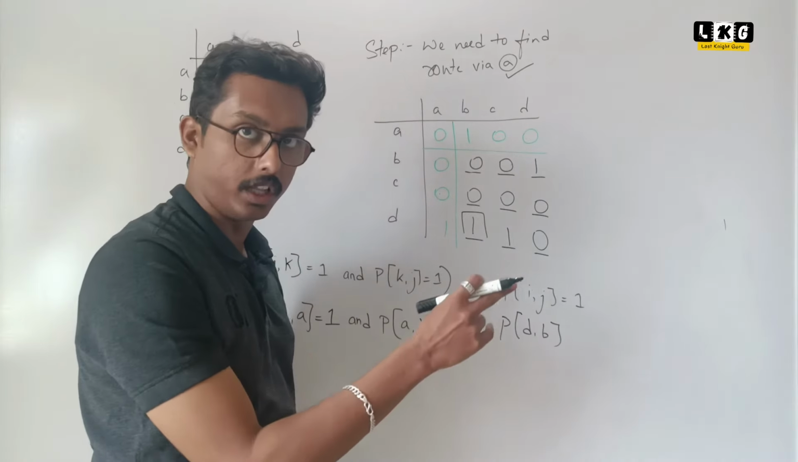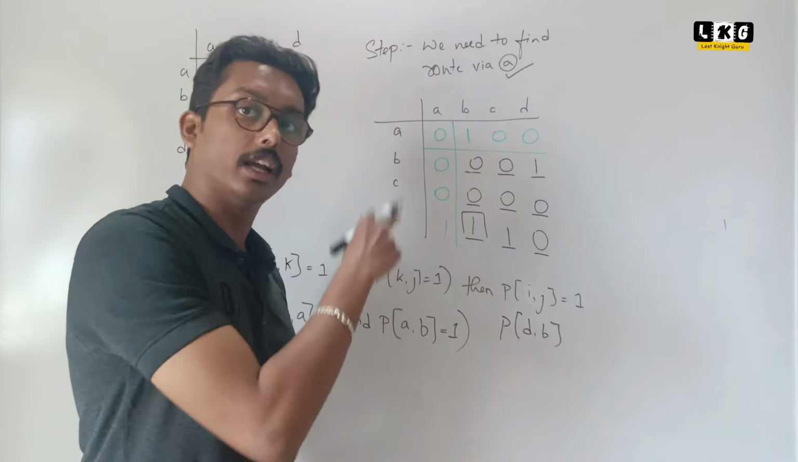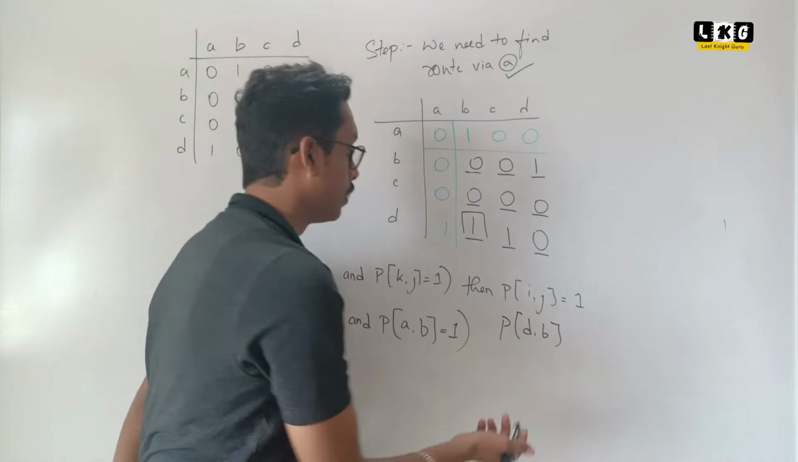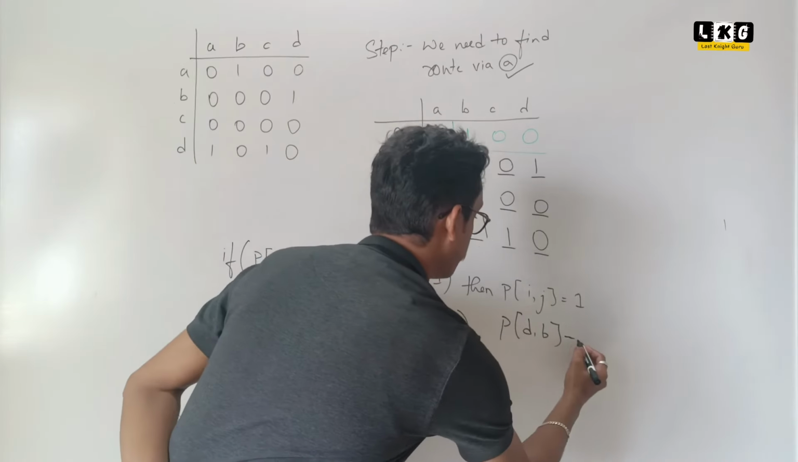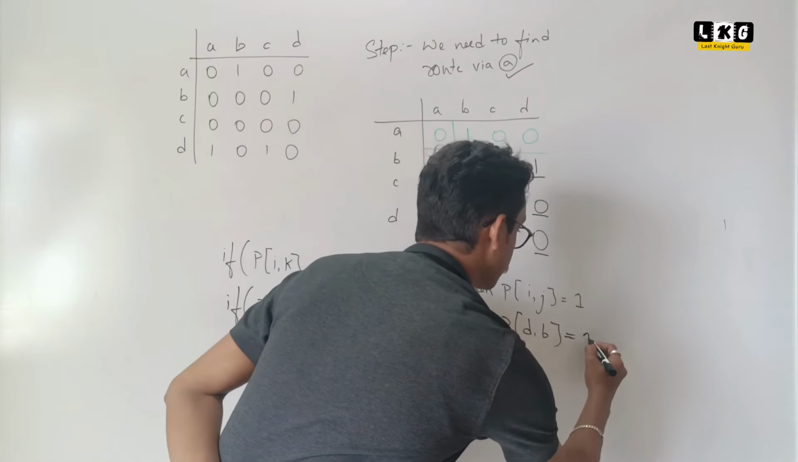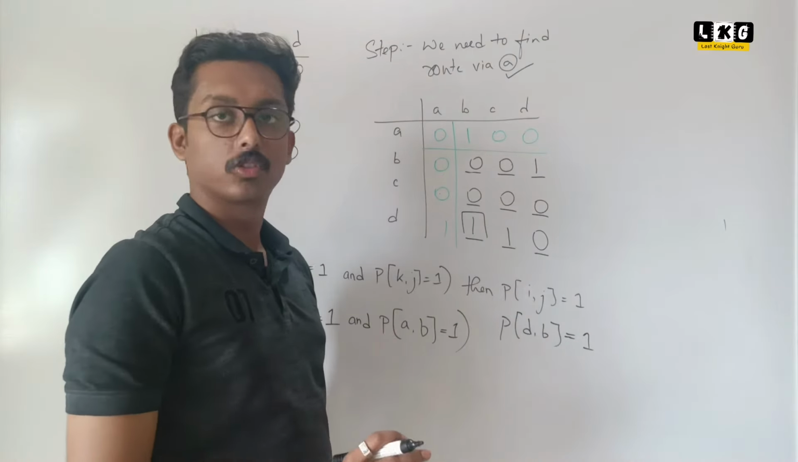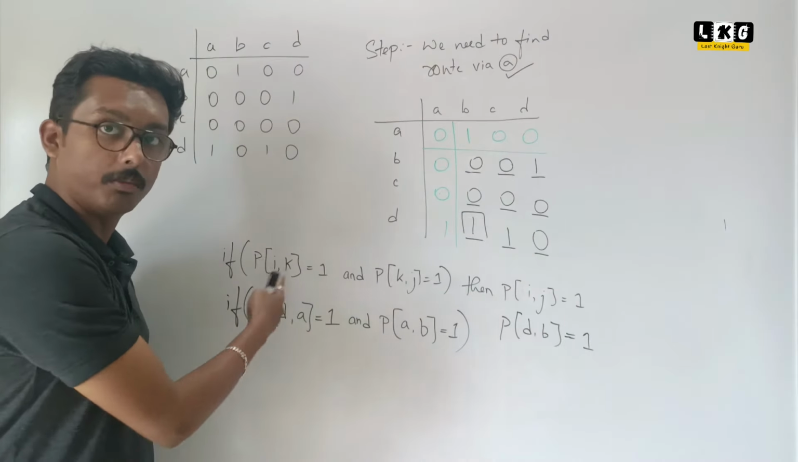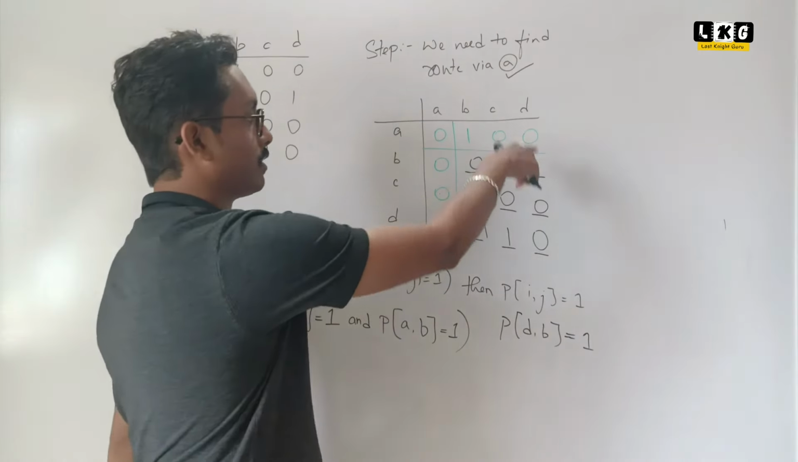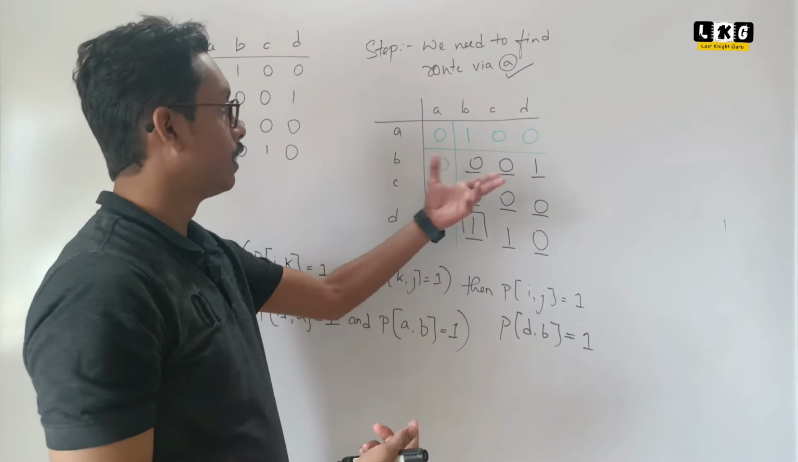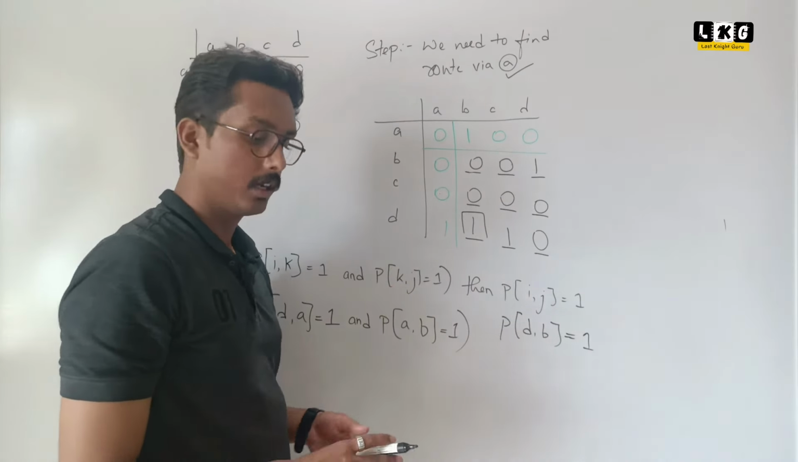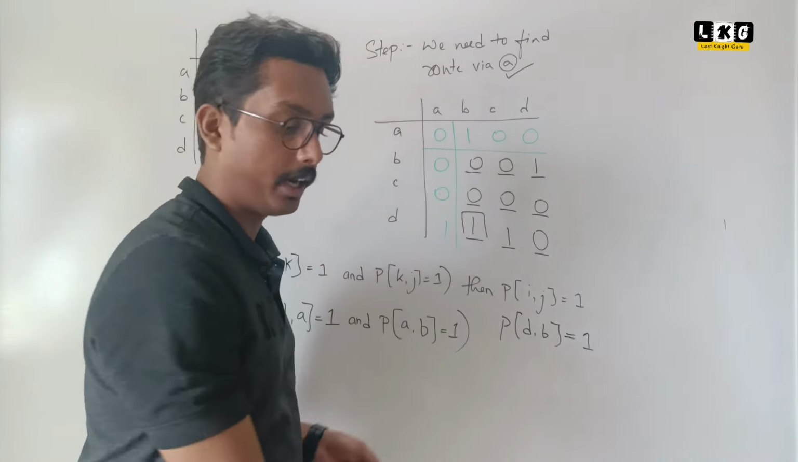There is a route from D to A. There is a route from A to B. So can we go from D to B? Yes, obviously we can go. So P of D to B will also become 1. That is what we have put here. So this is how you need to write in your exam. Put this formula and solve. But for the simple trick, I am just telling you the simple method. Okay. So we will see the next matrix.